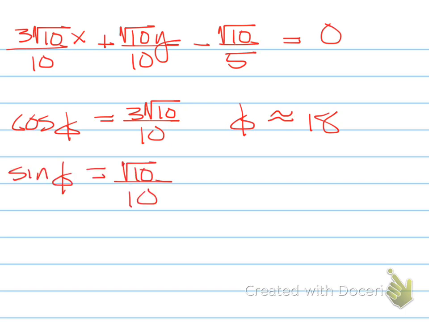Now notice I could have also used that second term. The second term is going to be y sine phi. So I just use the coefficient for y and set that equal to sine of phi. And so if I found in my calculator the arc sine of root 10 over 10, that's going to give me the same thing, approximately 18 degrees. And so phi is 18, and then p is just the constant that's right in front of the equal sign, negative root 10 over 5.